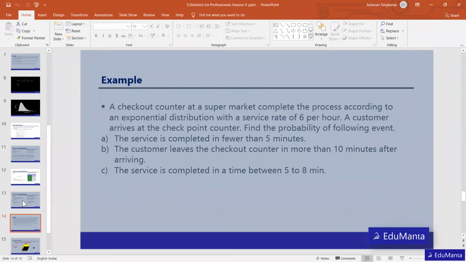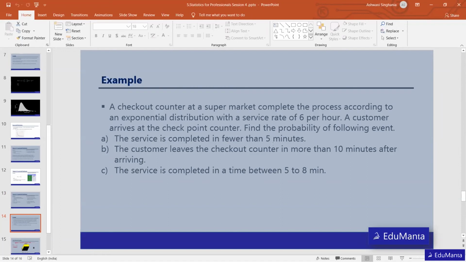Let's check this question and try to solve it. If you want, take a screenshot. A checkout counter at a supermarket completes the process according to an exponential distribution with a service rate of 6 per hour, right? A customer arrives at the checkout counter, find the probability of the following events. So the service is completed in fewer than 5 minutes. The customer leaves the checkout. So these are basically three different questions.